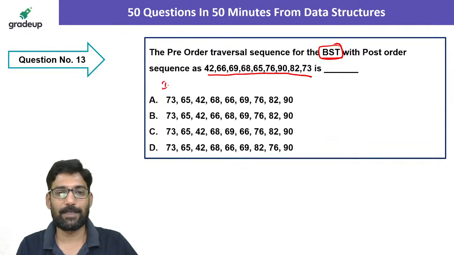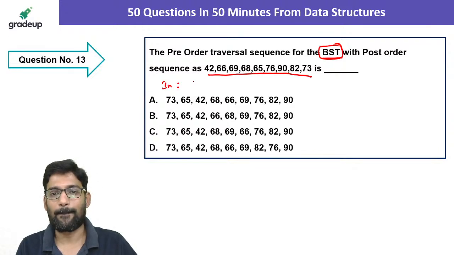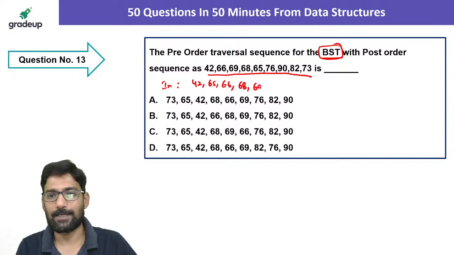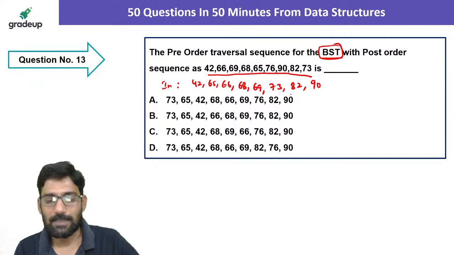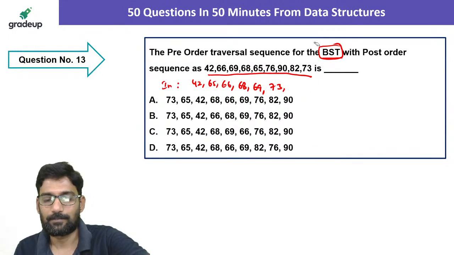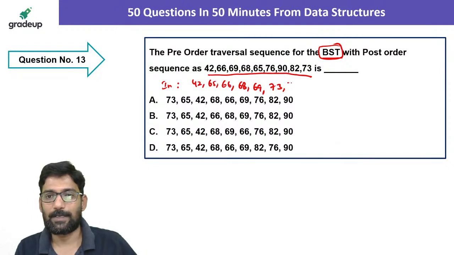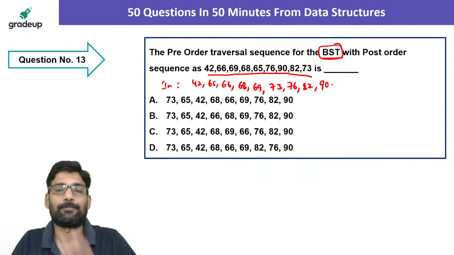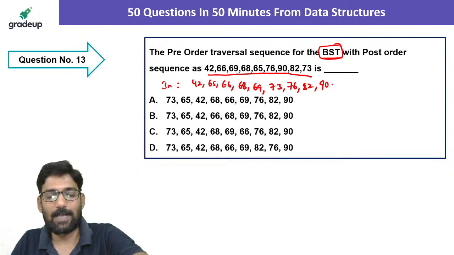I will help you in giving the in order sequence, that is 42, 65, 66, 68, 69, 73, 76, 82, 90. I had missed 76, it is there. So what is your answer for this question?